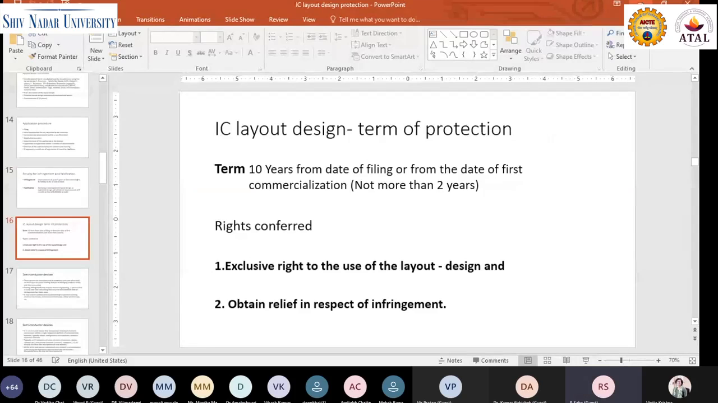Now, what is the term of protection for layout design? It is 10 years from the date of filing or from the date of first commercialization, which should not be more than 2 years from the date of filing. So either situation. What are the rights conferred to you if you are given this registration? Exclusive right to the use of the layout design, and to obtain relief in respect of infringement, which is quite obvious. But the law has some other concepts built into it. For example, the registered user concept is there. I will not talk about it because it makes things a little more complicated. But that is why obtaining relief in respect of infringement is an important thing, which is given to the person who has got the IC layout design registered.